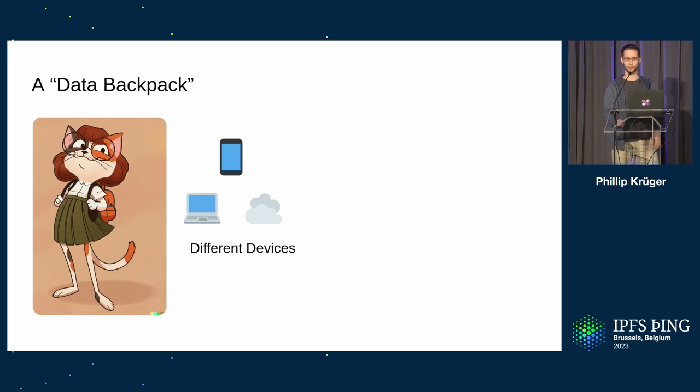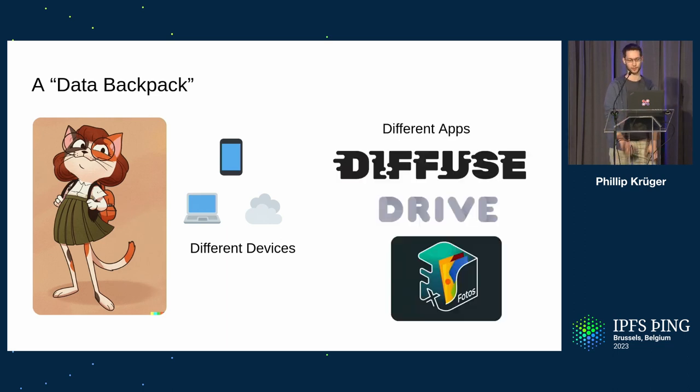But she also wants to bring this data to different apps that she uses. So there may be like a music player like Diffuse, some Drive app that is similar to Google Drive or whatever, or something like FX Photos, a photo manager. And that all should work online and offline, so it should be a local first kind of experience where you can be offline for an extended period of time.